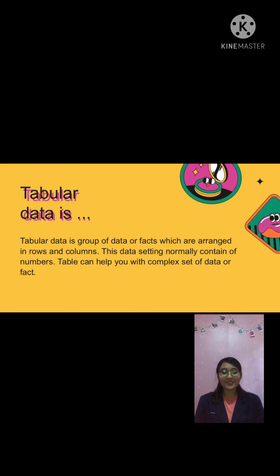Okay, I will continue the explanation about tabular data. Tabular data is a group of data or facts which are arranged in rows and columns. This data setting normally contains numbers. A table can help you with a complex set of data or facts.